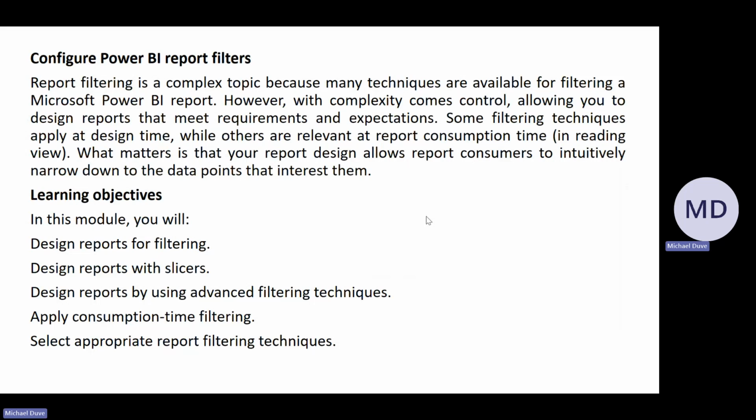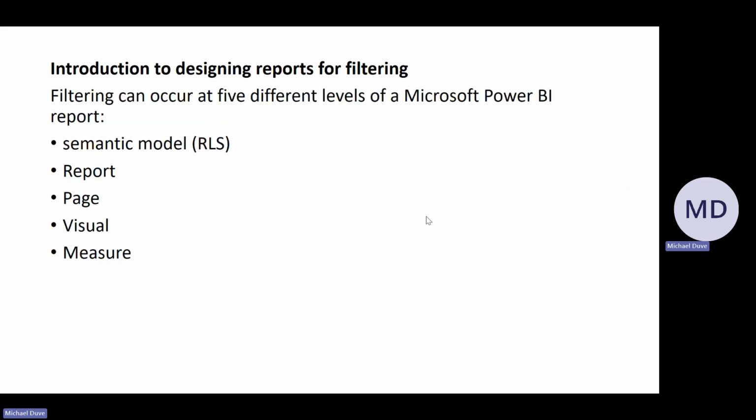Then you can also select appropriate report filtering techniques. This is choosing filtering techniques based on the specific requirements for a report and the preferences of your users. Then you can also consider the complexity of the data and the ease of use for the end user when selecting filtering techniques. So basically, that is what we'll be looking at when you look at configure Power BI report filters, right? Then you can look into the introduction to designing reports for filtering. That is filtering. Just like the filter funnel, I'm sure now you understand the filter pane, right?